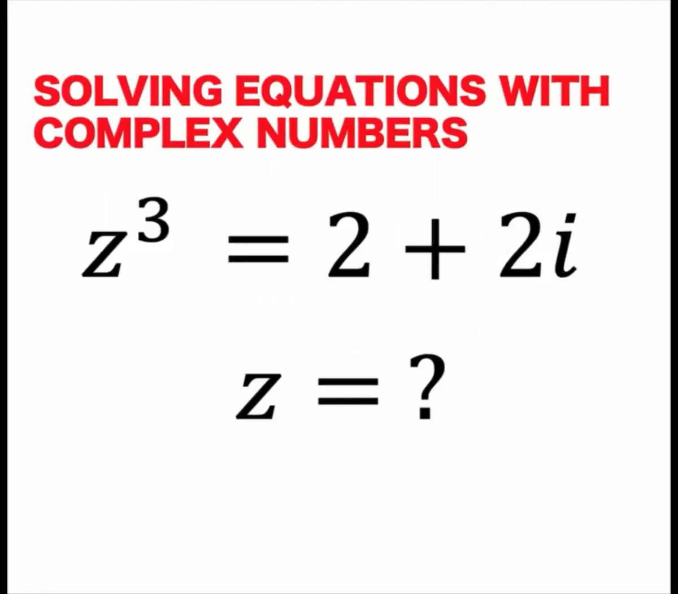This is about solving equations with complex numbers. z to the third is equal to 2 plus 2i. Find the value of z. Now, what does this equation mean?